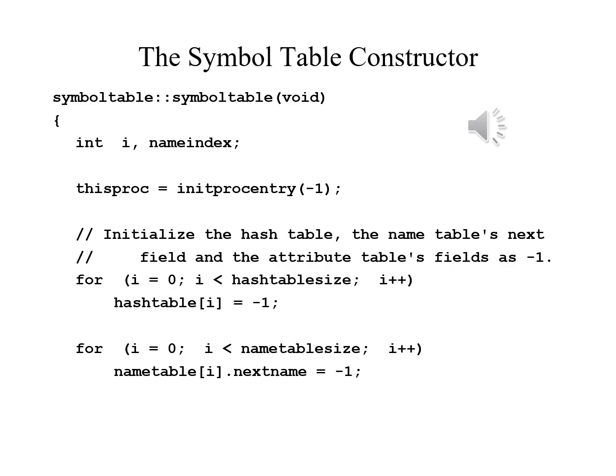The first thing that we will do in initializing the symbol table is to set this proc to -1, indicating that it does not correspond to anything in the symbol table yet. When we read the name of the program, this will change. We will now set every entry in the hash table to -1, indicating that it is not pointing to any entries in the name table. Similarly, we will do this for the next name field in the name table, because there are no lists of values sharing a hash value yet.